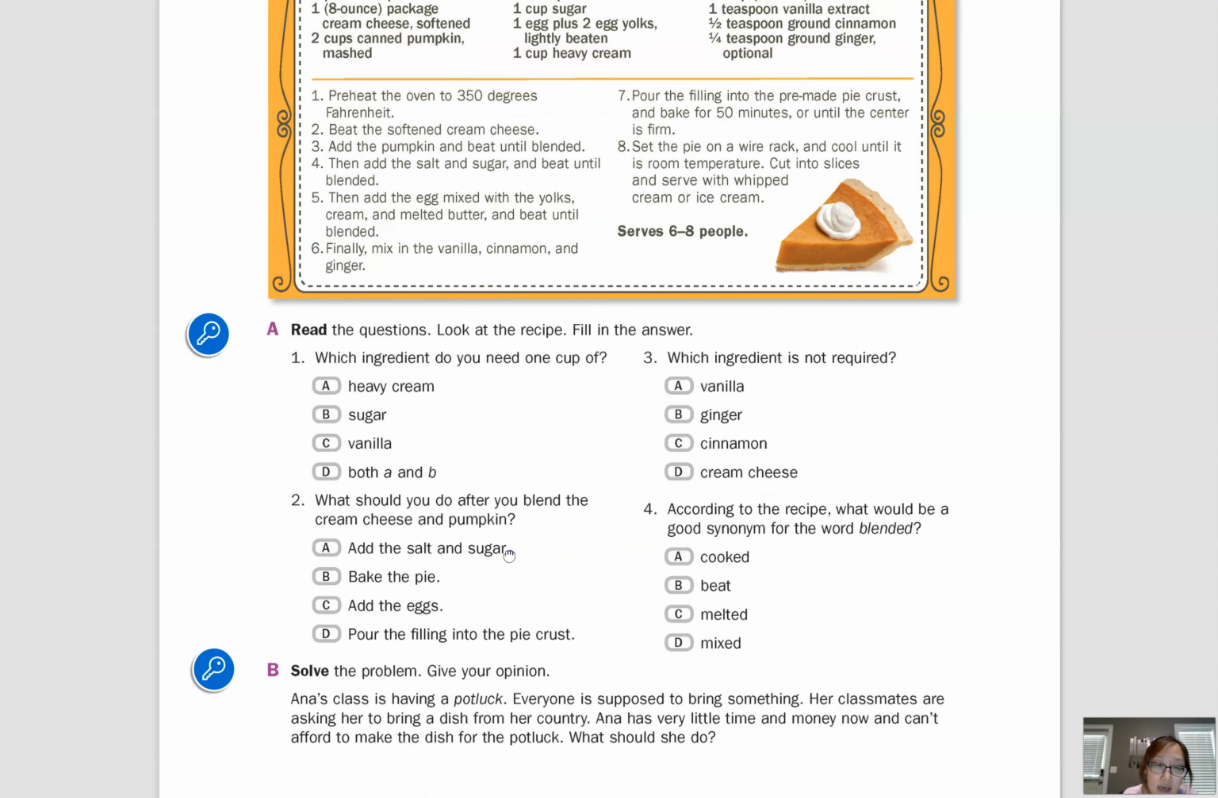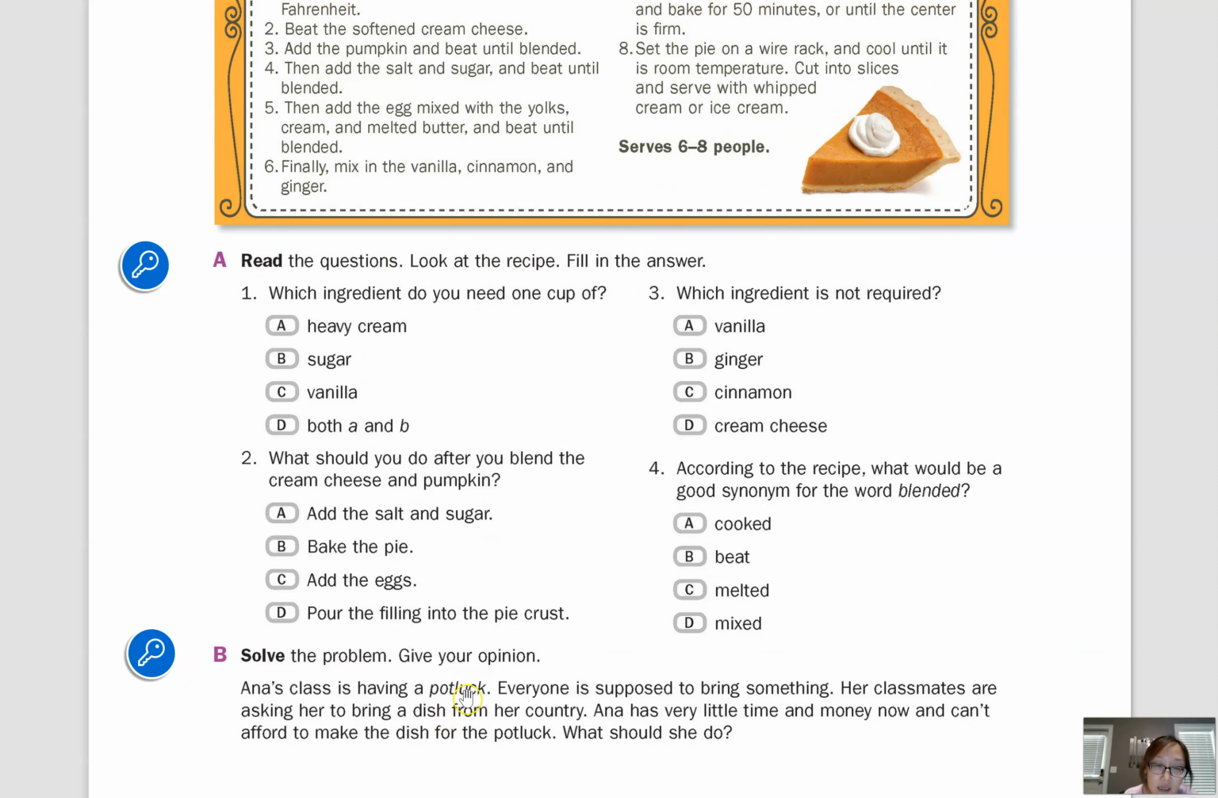Okay, let's take a look at exercise B. Anna's class is having a potluck. And potluck is italicized, so it's a vocabulary word, but most of you, if not all of you, already know what this is because we have done this in our class before. But a potluck is when each person who comes to a party brings something that they made or bought.